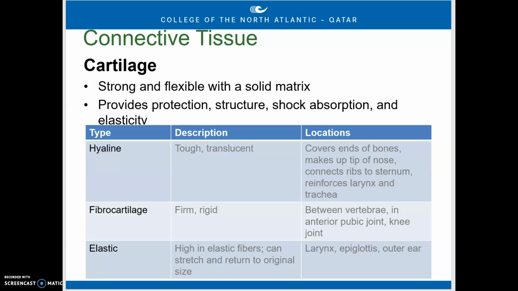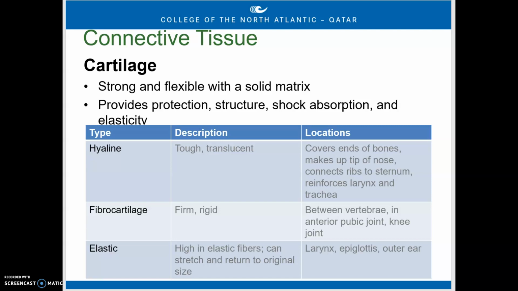We have three different types of cartilage. We have hyaline cartilage. This stuff is tough and translucent, and it's probably the most common type of cartilage we can find. If you touch the tip of your nose, you're touching hyaline cartilage. So that'll give you an idea of the density of the matrix. It also connects the ribs to the sternum. If you pull your throat, you can feel it in your larynx and your trachea. Those are all examples of hyaline cartilage.